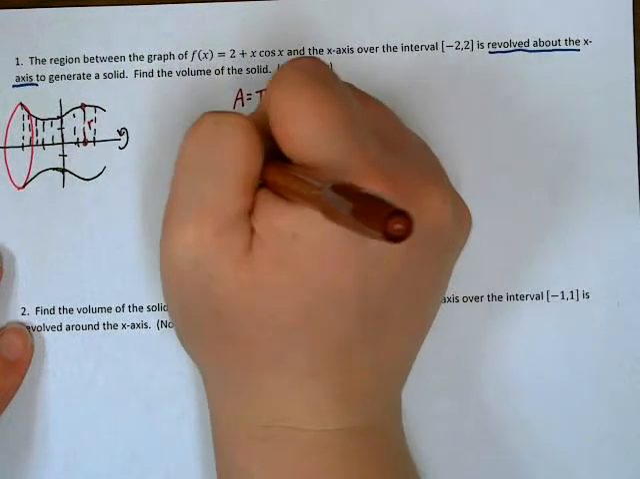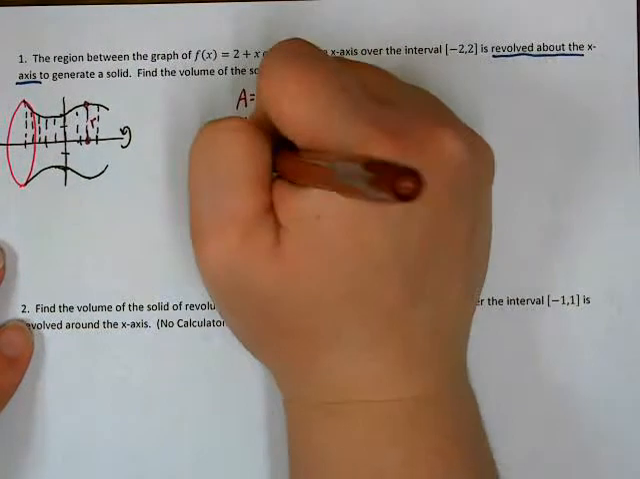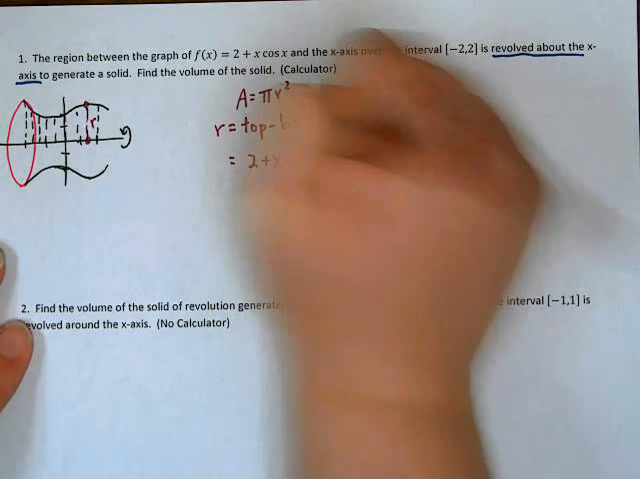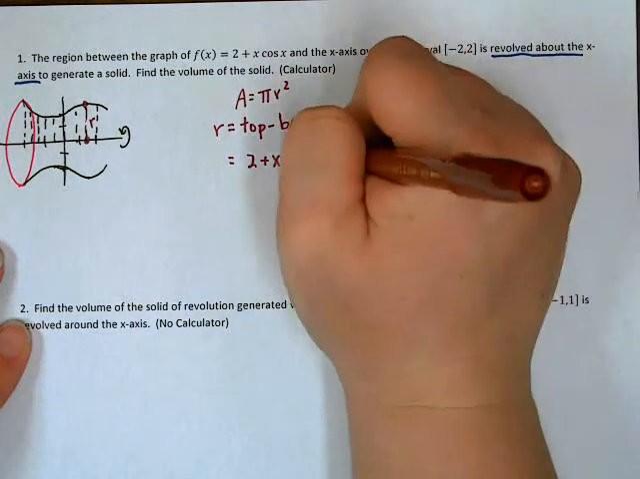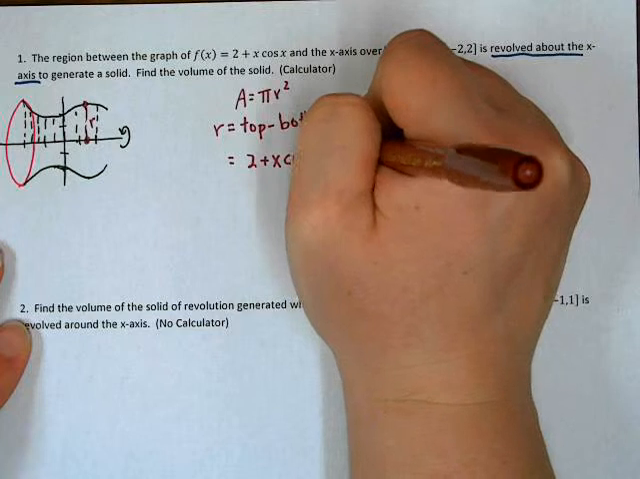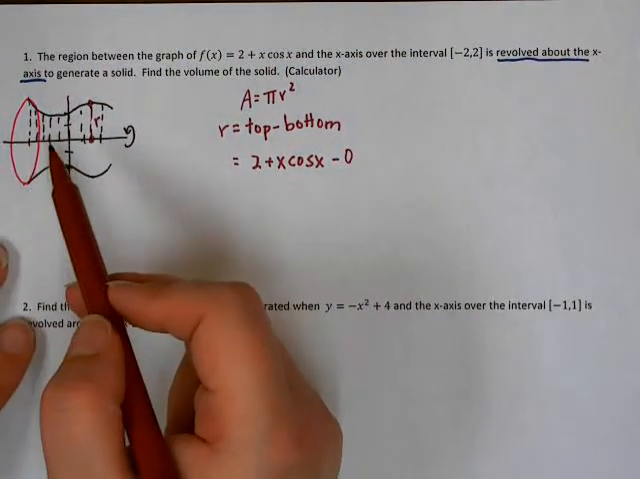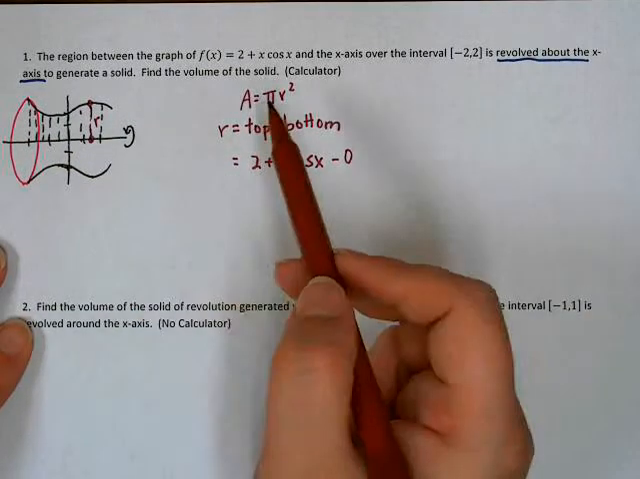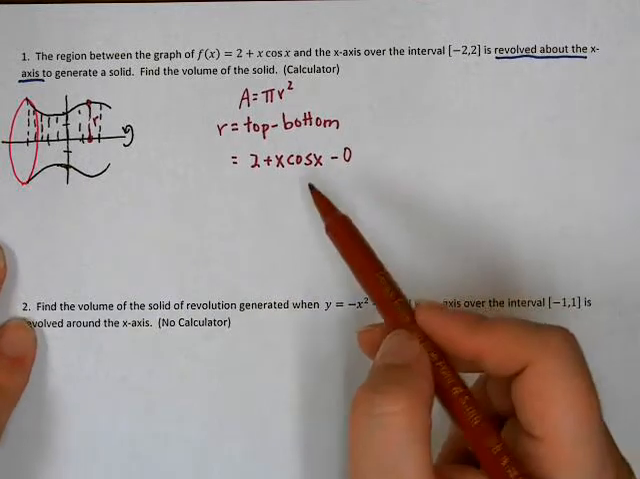So if we look at this, our top function is this original curve that we drew in. So that's 2 plus x cosine x. And then the bottom function is the x-axis. And so we stop at 0 right there. Sorry, I guess I didn't emphasize that while I was drawing it, but hopefully you picked up on that's why I stopped there, because it says between the function and the x-axis. So that's our radius right there.